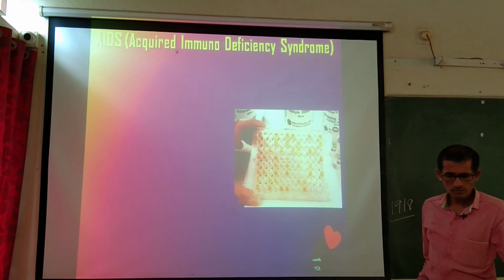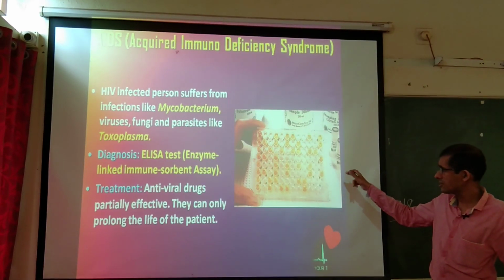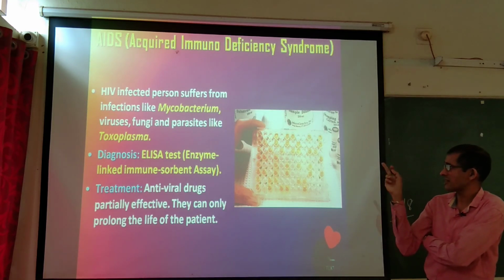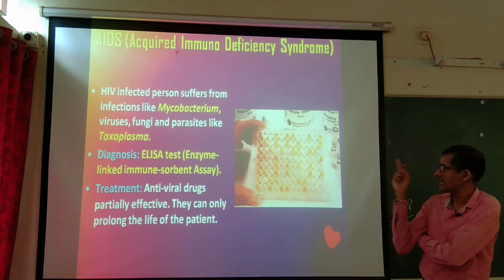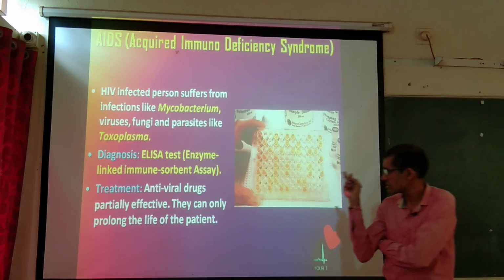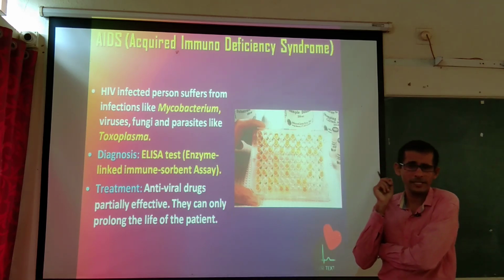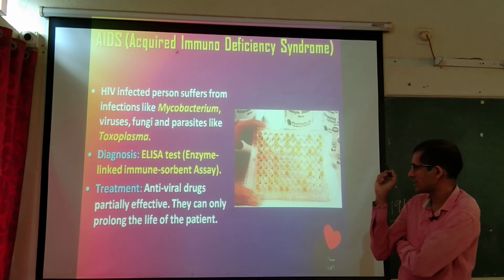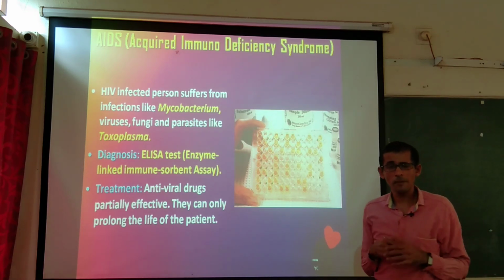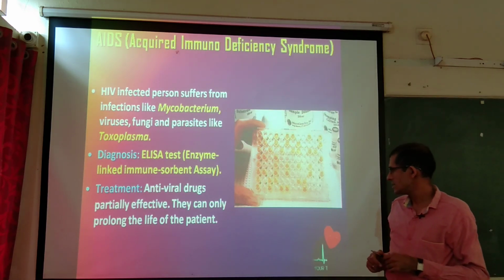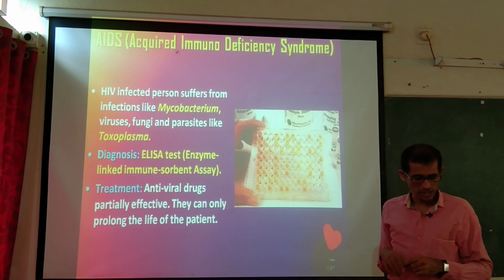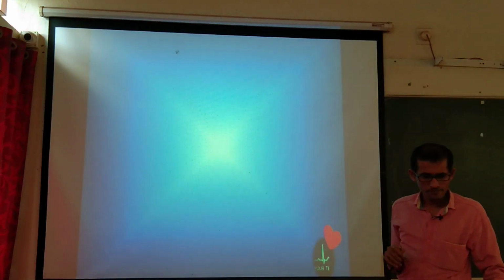Then I have given this slide also. So, an HIV infected person suffers from infections like Mycobacterium, fungi and parasites like Toxoplasma. Then the diagnosis test is the ELISA test, enzyme linked immunosorbent assay, we say, and treatment: antiviral drugs are partially effective. That is, just to increase the lifespan of that person we can use antiviral drugs. They can only prolong the life of the patient, they will not cure the HIV. Okay.